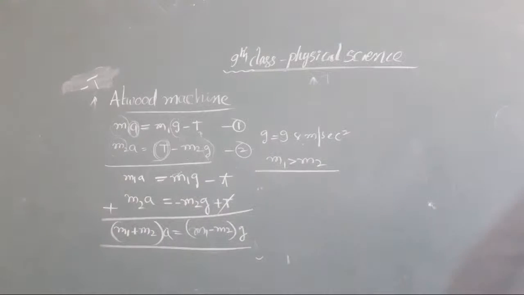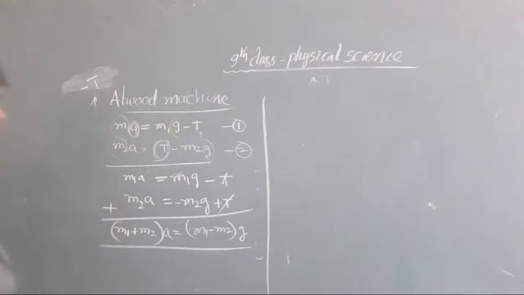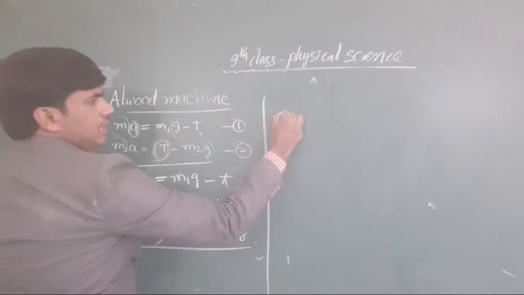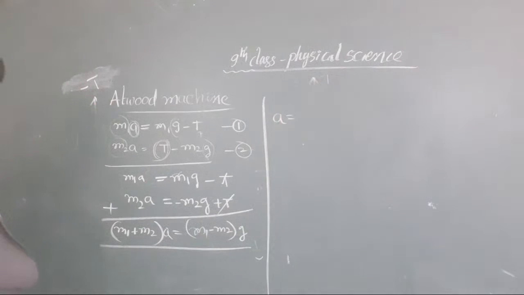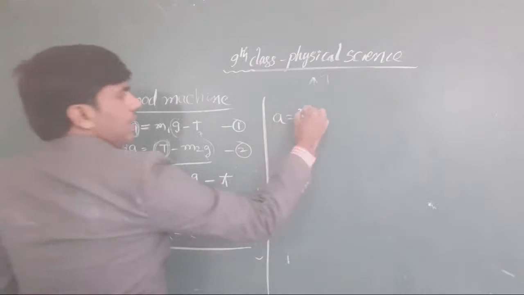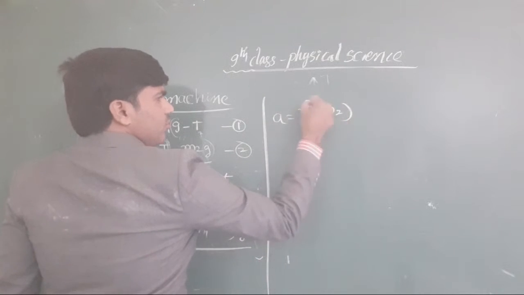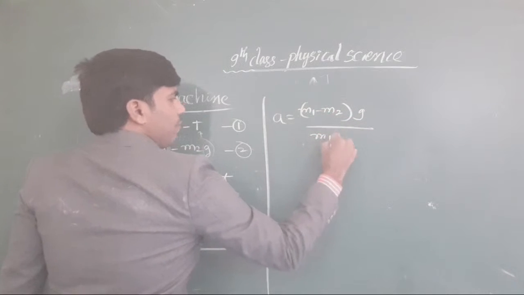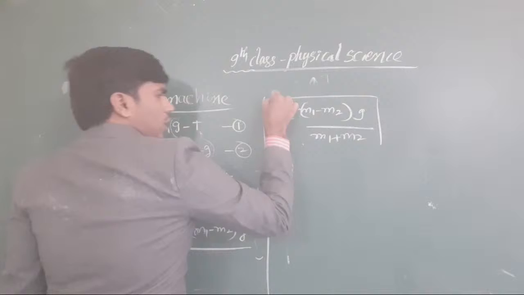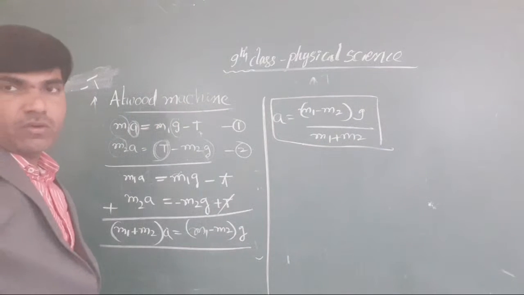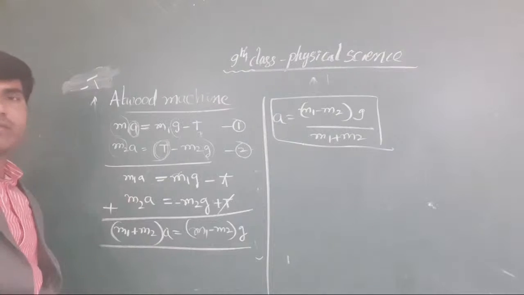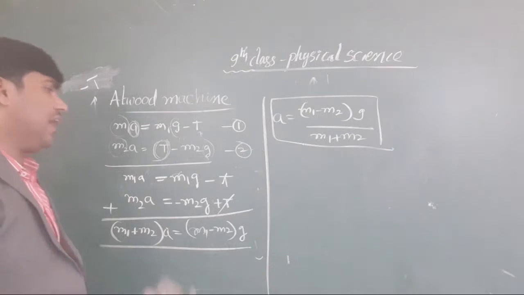Now, automatically when we take here, a is equal to (m1 minus m2) into g by (m1 plus m2). Whatever bodies we are taking, okay, clear or not all of you? Both contain the same acceleration only. There is no change in accelerations.